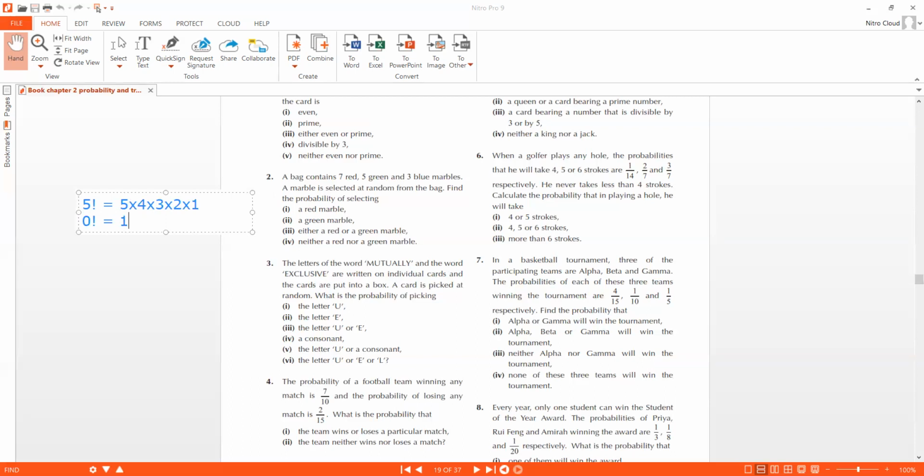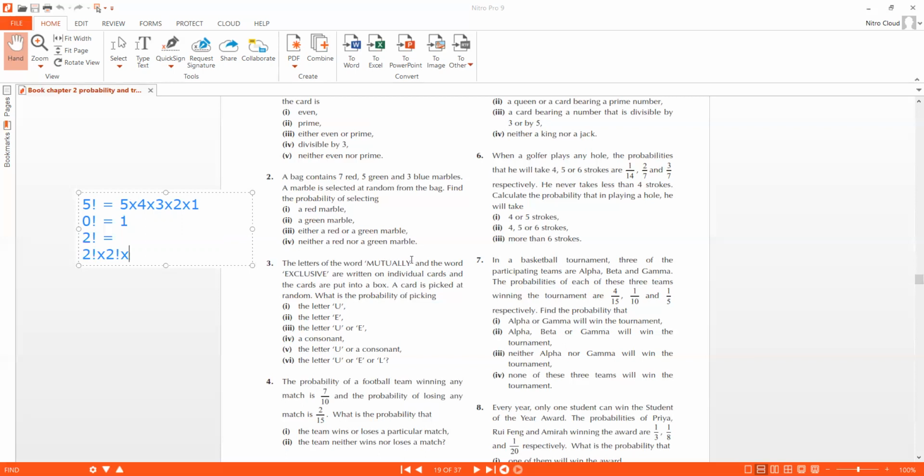Okay, so when I'm saying 5 factorial, what does it mean? 5 factorial means the product of the first 5 natural numbers, 1, 2, 3, 4, 5. If I'm saying 2 factorial, what would be the answer? 1 times 2. Okay. Now you have to observe the similar thing over here. So the answer would be 2 factorial multiplied by 2 factorial multiplied by 1 factorial and the rest of the letters.